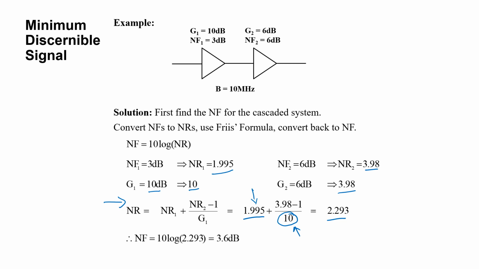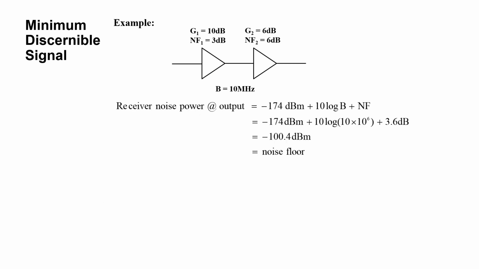So 2.293 is the overall noise ratio, but the majority of the noise is coming from the first amplifier. That's why we normally use a low noise amplifier at the very first stage. Again, noise figure is 10 log of noise ratio, which is 3.6 dB.